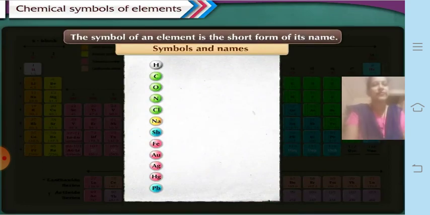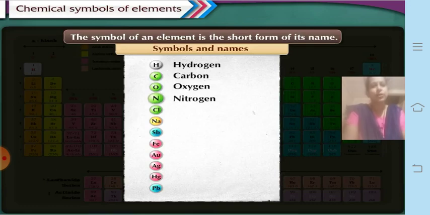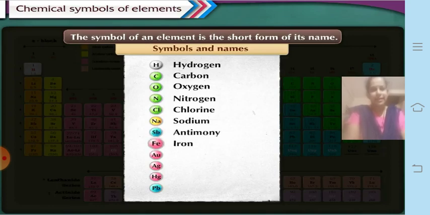Now let us take a few examples of the chemical names, such as hydrogen is represented by H, carbon by C, oxygen by O, nitrogen by N, chlorine by Cl, sodium by Na, antimony by Sb, iron by Fe, gold by Au, silver by Ag, mercury by Hg, and lead by Pb.